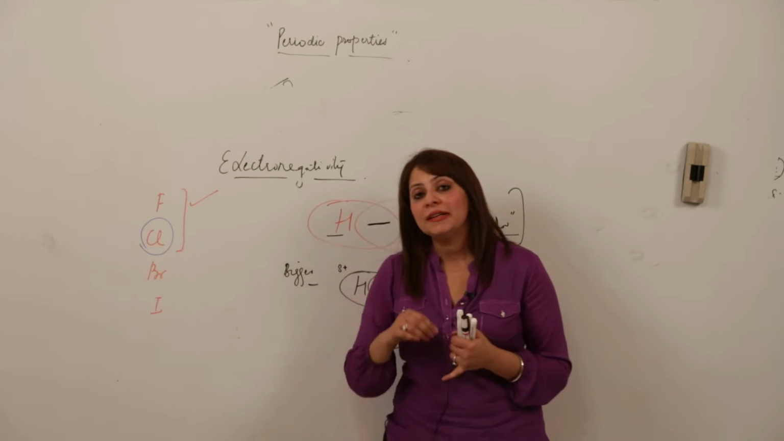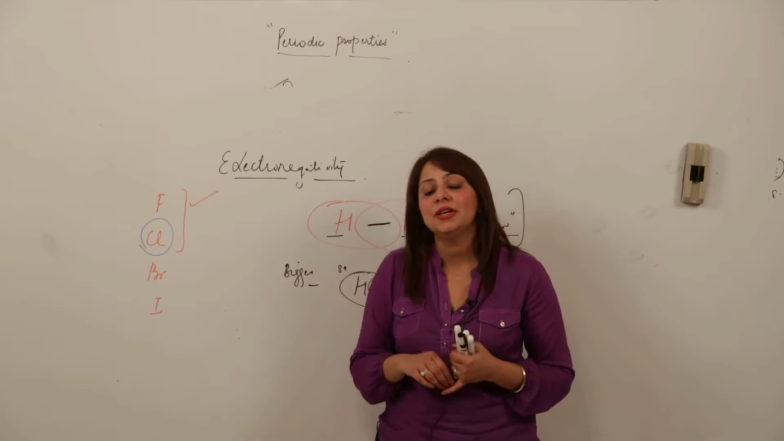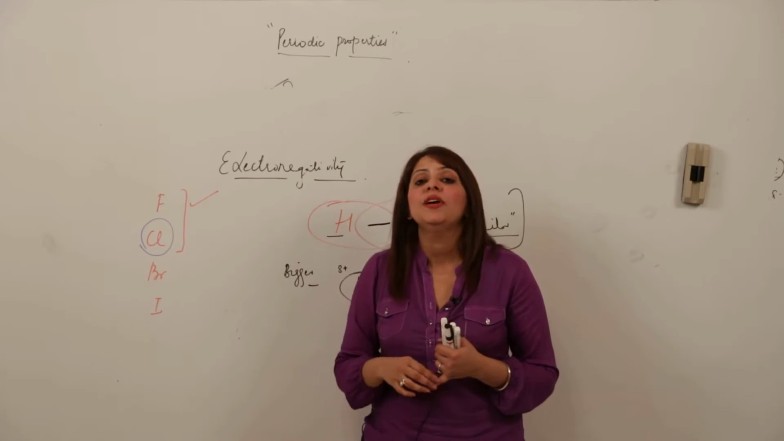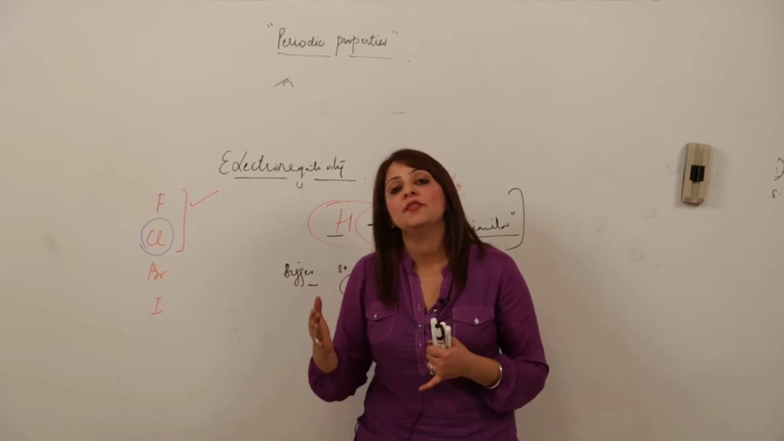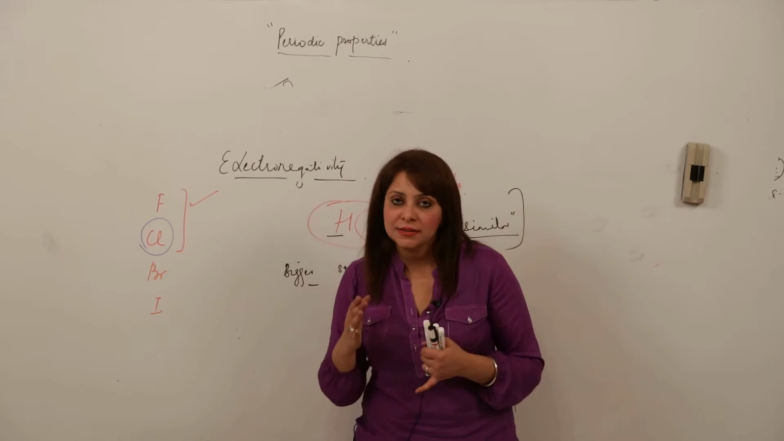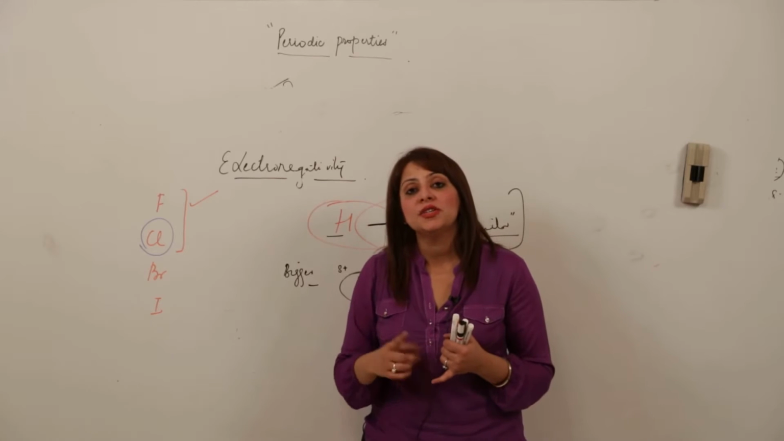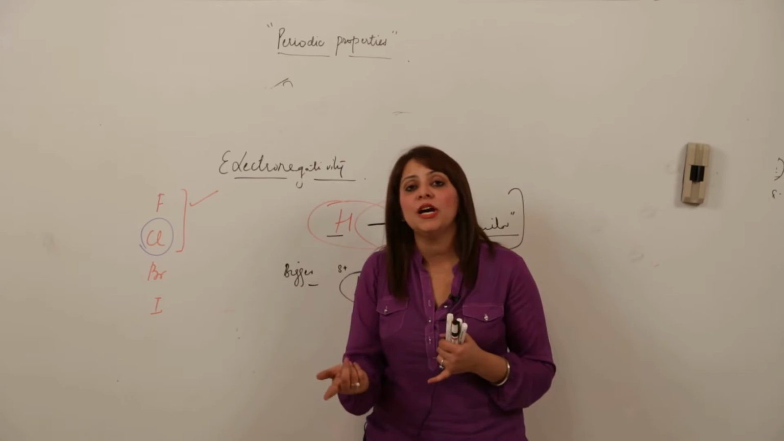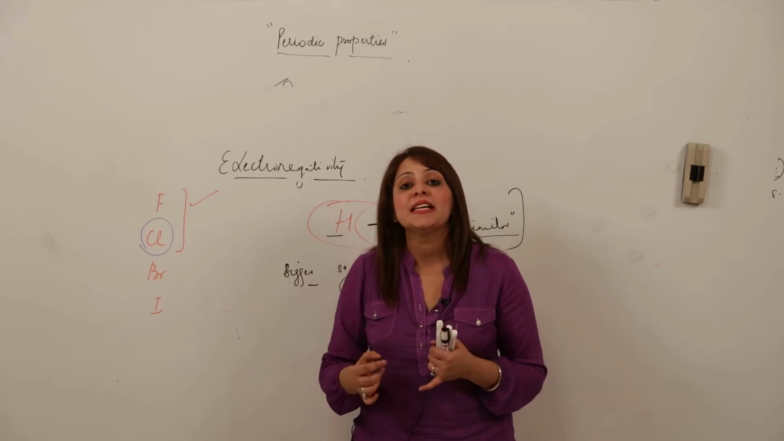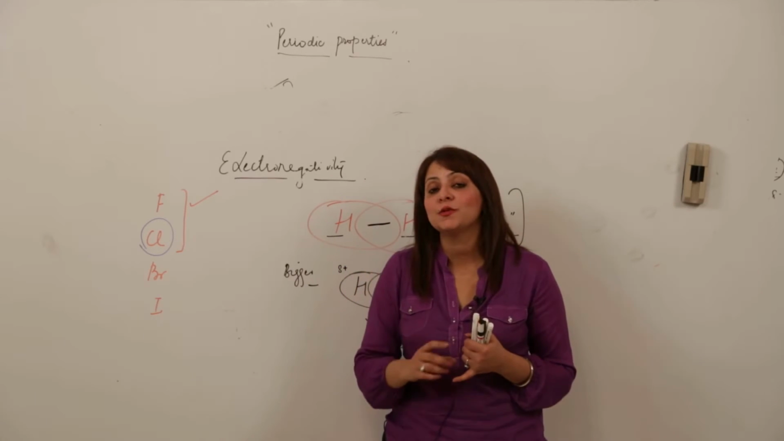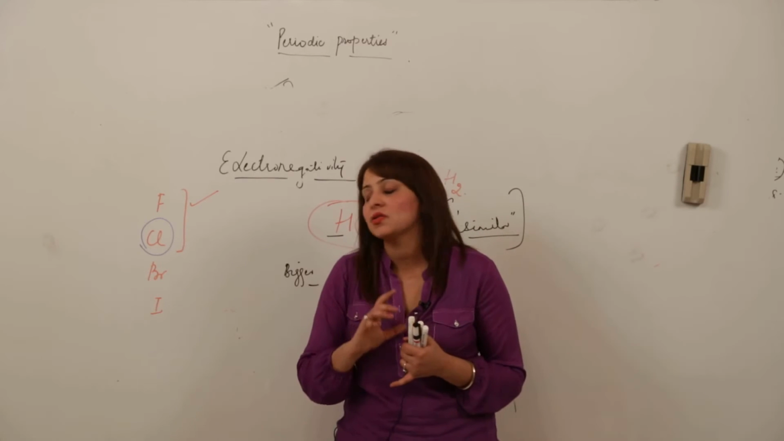So the definition clearly states the amount of energy required to remove an electron from the outermost shell of an atom when it is in the gaseous state. Similarly, electron affinity is the amount of energy released when an electron is added to the outermost shell of an atom when it is in the gaseous state. So just keep in mind that the words gaseous state are very important. They should be there in your definition.